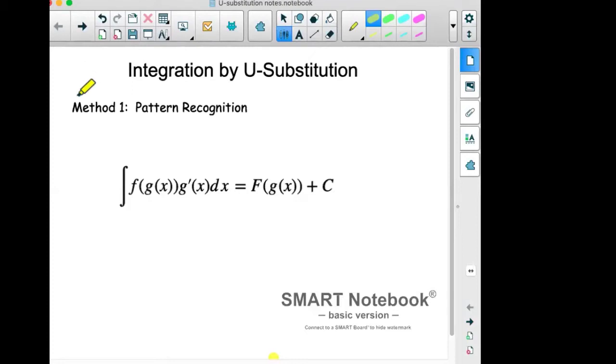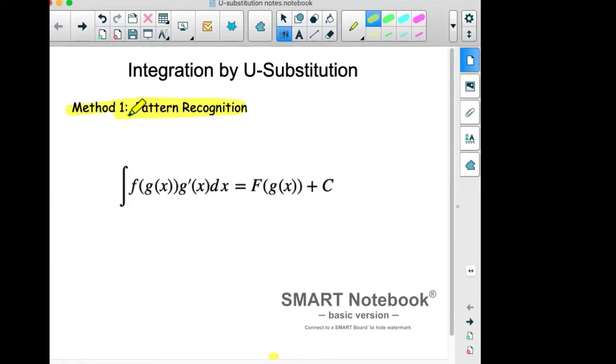The first method we're going to look at is called pattern recognition. Basically, you're just going to notice a pattern in order to integrate, because as you know, we don't have a product rule of integration, so we can't integrate when we have 2 things multiplied together. To deal with that, substitution is one of the techniques that we use.